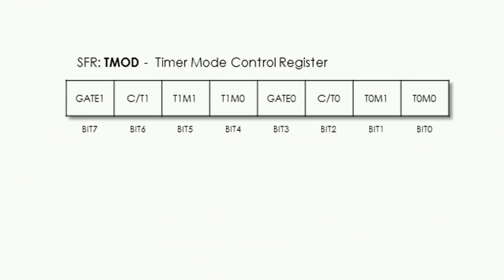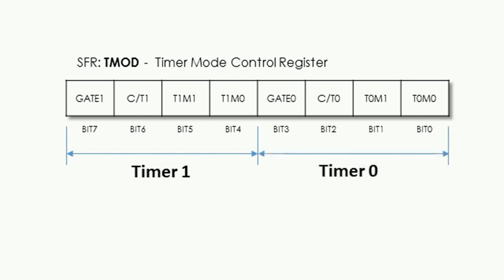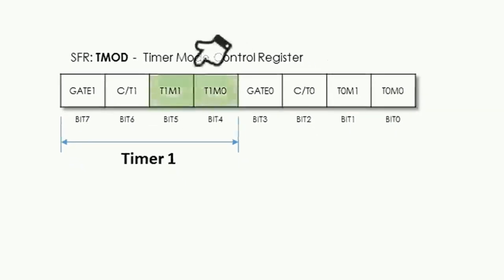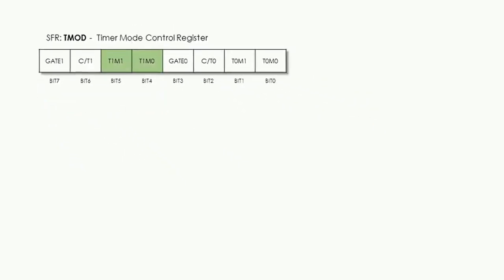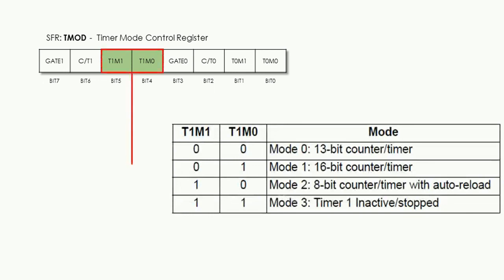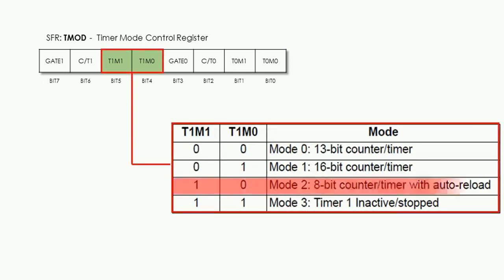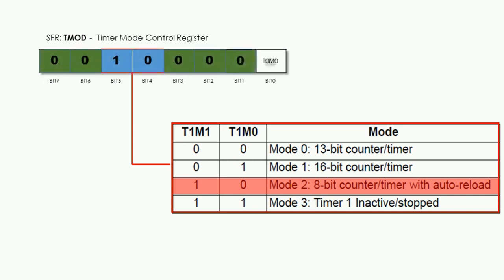The setting to 8-bit mode is done in the T mode register. These bits are for setting timer 1. These bits are for setting timer 0. Let's just look at the setting for timer 1. These 2 bits set the mode of the timer. Setting the bits to 1 and 0 sets timer 1 to 8-bit mode. Let's set the other bits to 0. Therefore, T mode is set to 20 in hex.